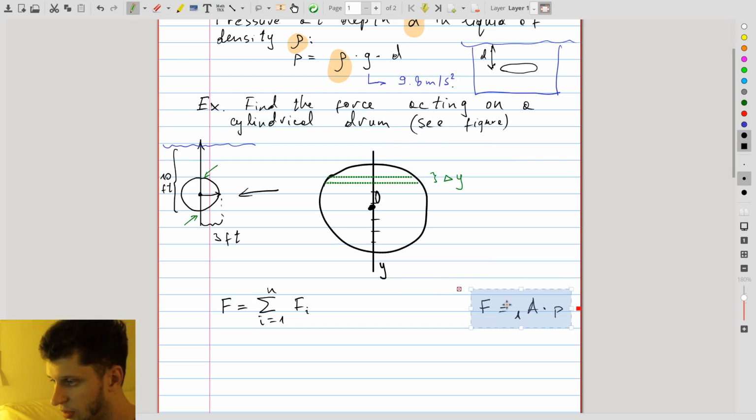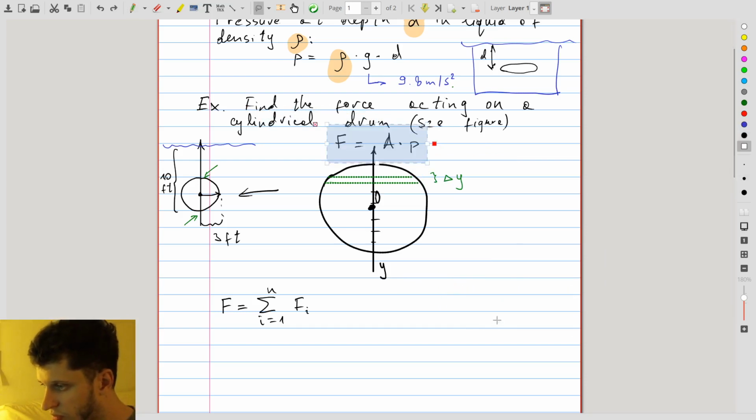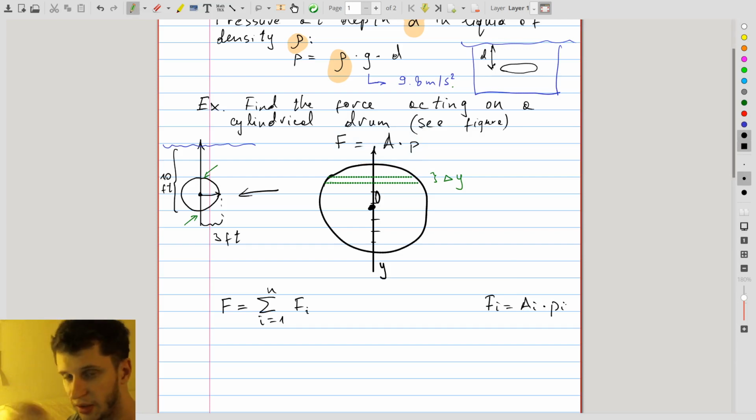Okay, so this is the formula I'm going to use. So I will say, well, Fi is equal to Ai times P sub i, right? So that's the pressure that corresponds to this ith strip. So the ith strip is situated roughly at the coordinate y sub i. All right. So what I have here is the sum.